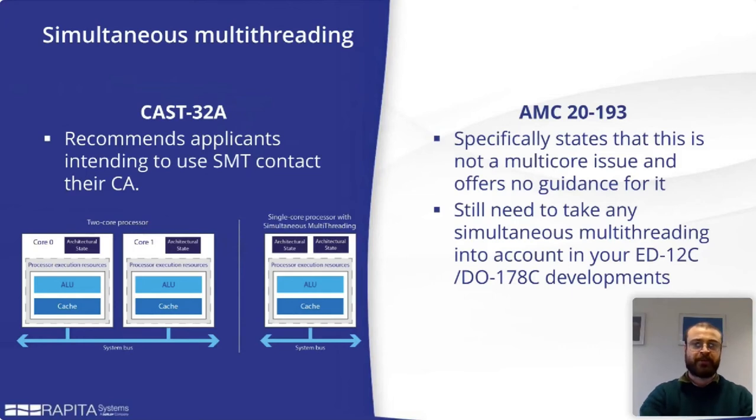Now, CAST-32A recommended that applicants who are intending to use simultaneous multi-threading or hyperthreading should contact their certification authority, and it didn't go into any more detail. Now, AMC 2193 has been a little bit more clear about this, and now explicitly states that simultaneous multi-threading is not a multi-core issue and that it cannot offer any guidance.